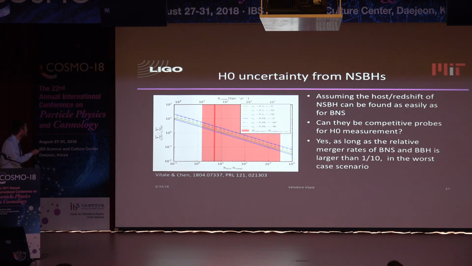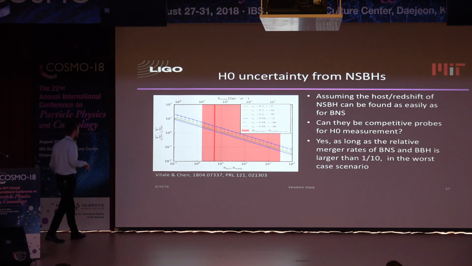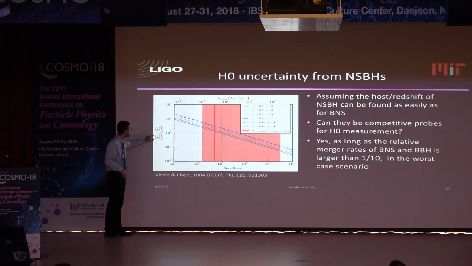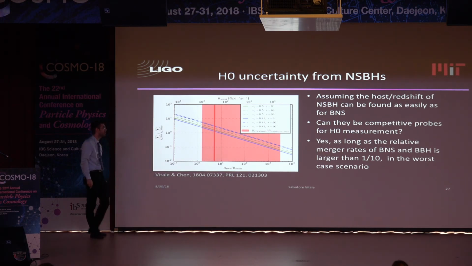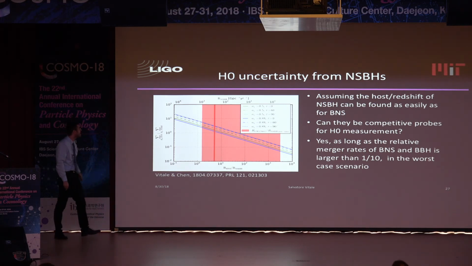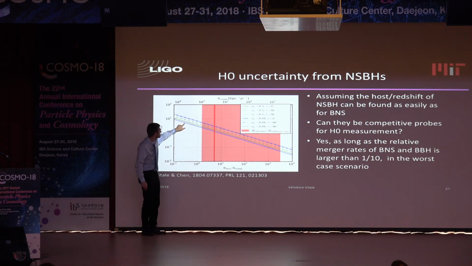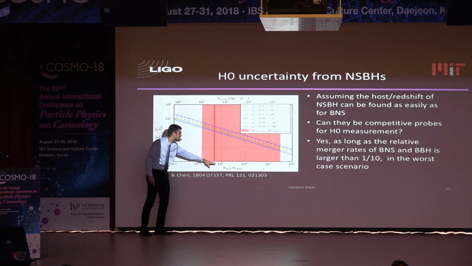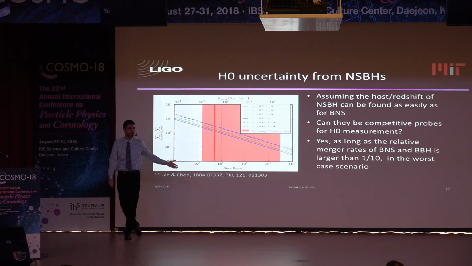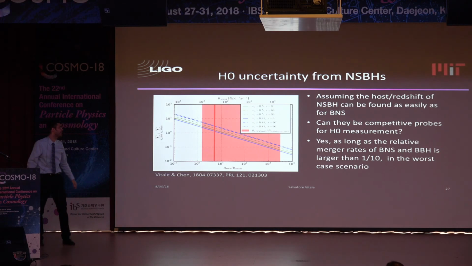And on the y-axis, we have the cumulative uncertainty given n detections on H naught for neutron star binaries divided by neutron star black holes. So basically, if in this plot you are above this line, it means that neutron star black holes are giving you a better constraint than neutron star binaries. And depending on which value of spins for the black hole you are considering, you can see at which relative rate that happens, at which relative rate neutron star black holes start being more informative than neutron star binaries.